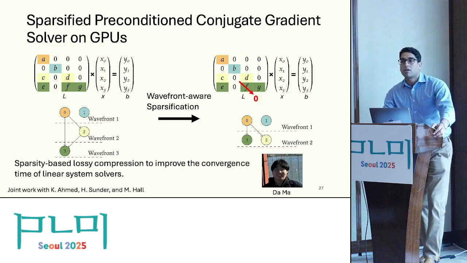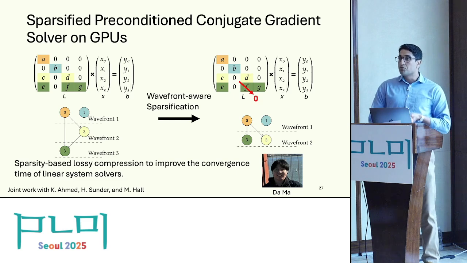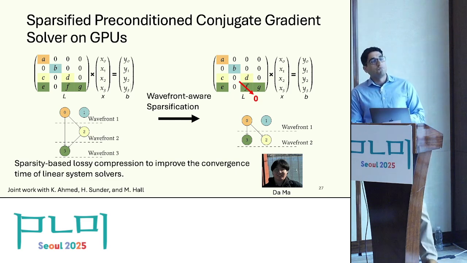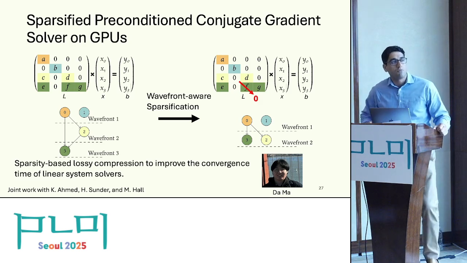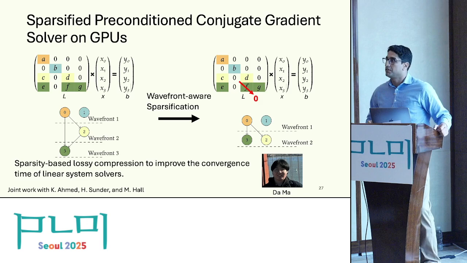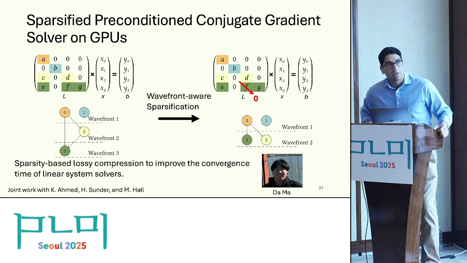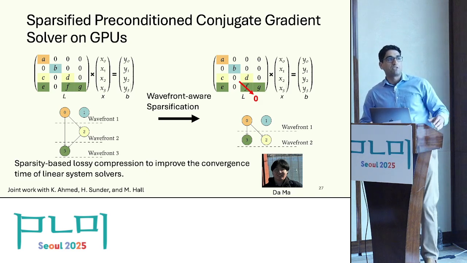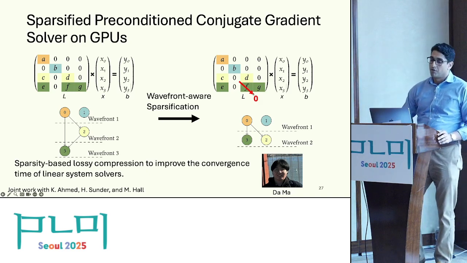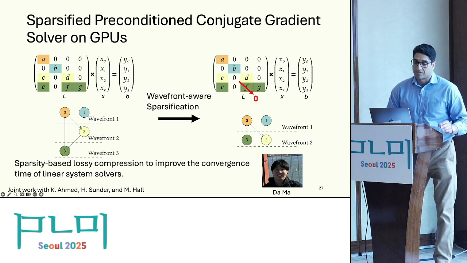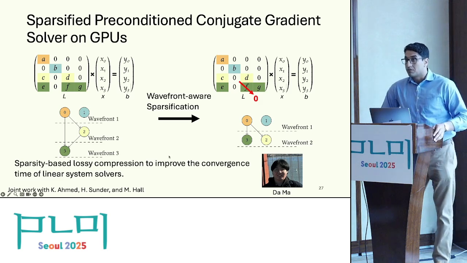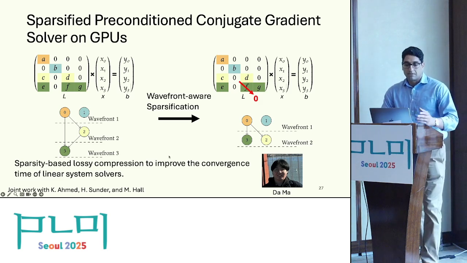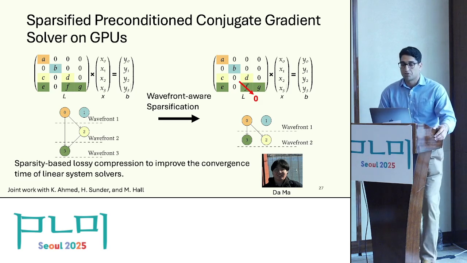We also have lossy compression methods that we use in sparsity to remove some of the elements. Here you're seeing a sparse lower triangular solve in the conjugate gradient solver. We have wavefronts and synchronization, and with sparsification we can get rid of some of that synchronization, for example from 3 to 2, and then we can get end-to-end performance without losing convergence. This is again led by my PhD student Da.